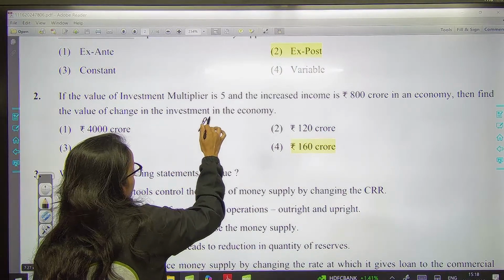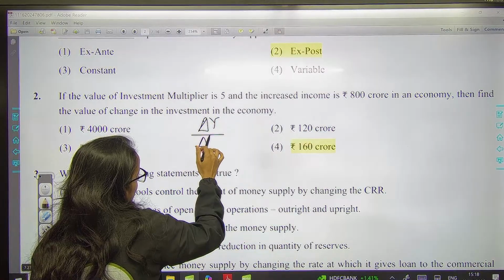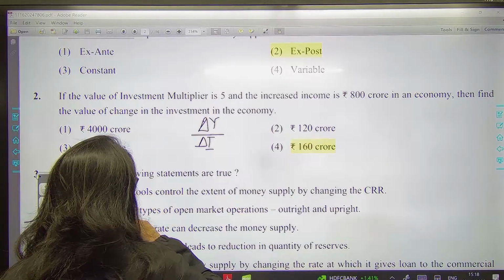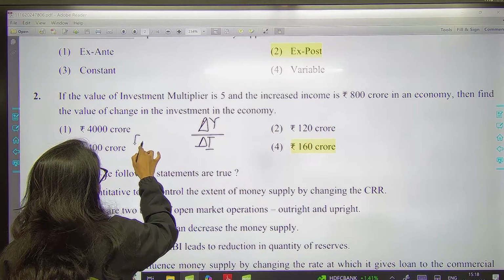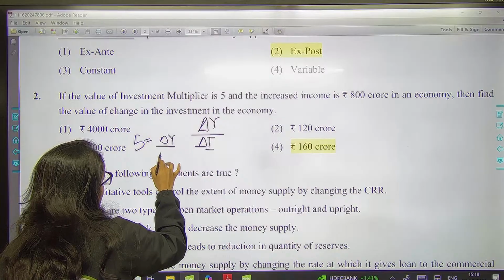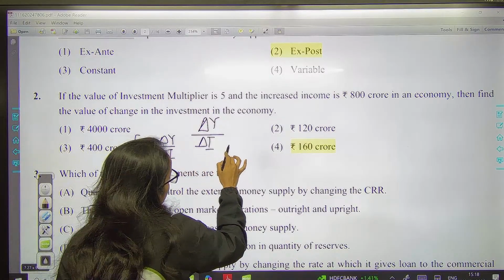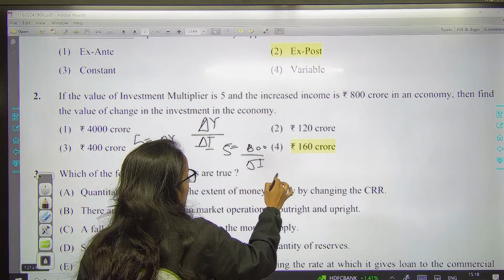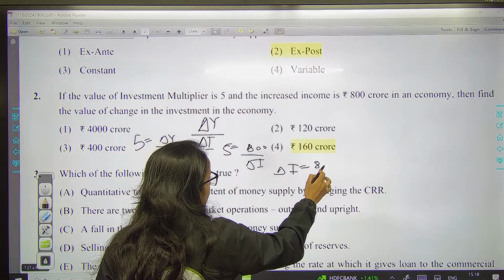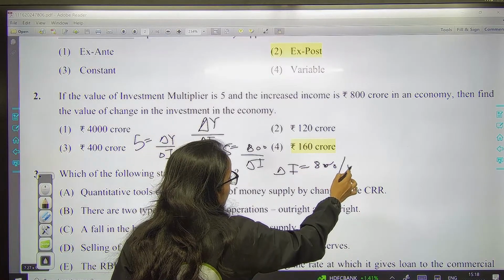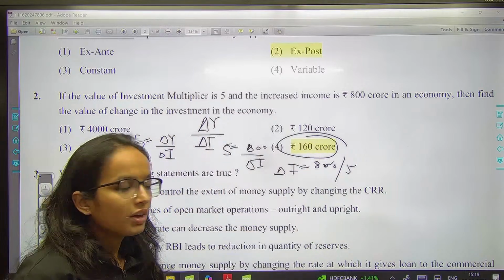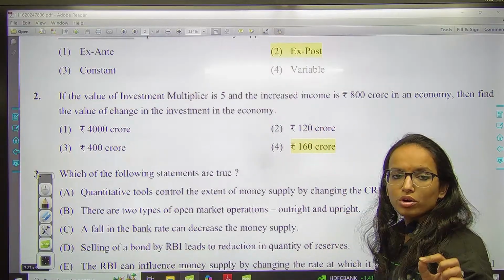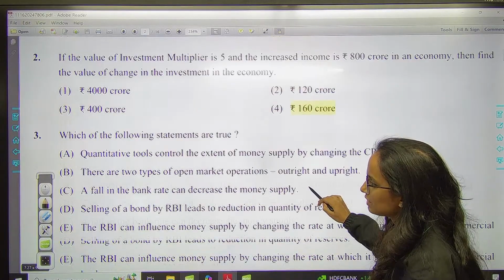if you know the formula delta Y by delta I, right? So the value is 5. 5 is equal to delta Y by delta I. The value of delta Y is given as 800, so 5 is equal to 800 divided by delta I. That would mean delta I will be equal to 800 divided by 5, which is 160 crores. So this is purely basic formula based questions. The investment multiplier is an important area. Multiplier has been asked in almost every exam, right?